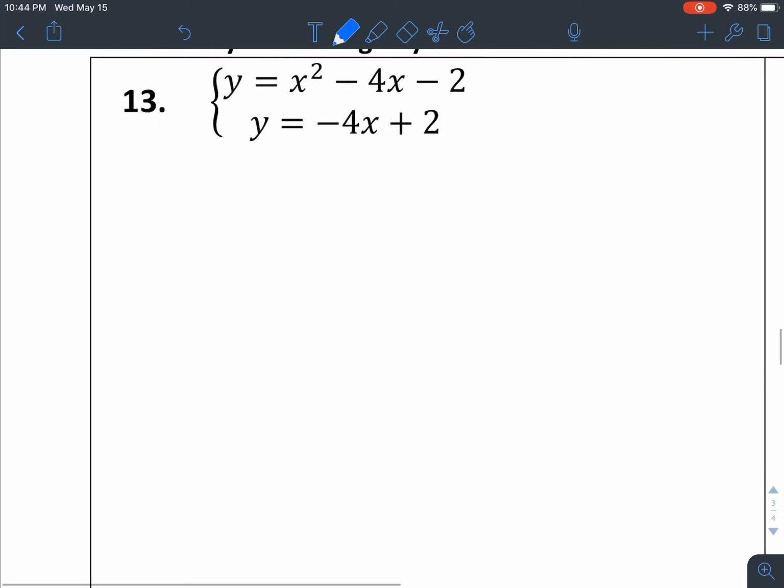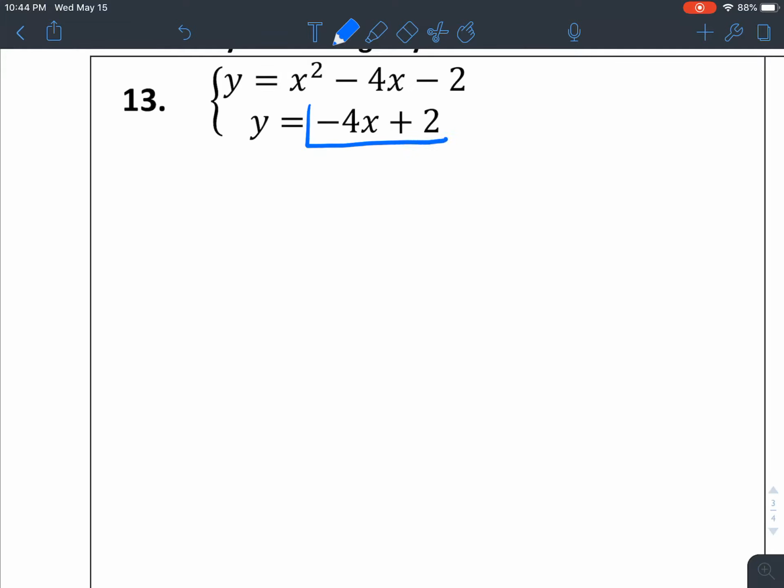For number 13, we have 2 equations set equal to y. And if we're doing substitution, remember that tells me that since I know negative 4x plus 2 in my bottom equation is what y is equal to, I can substitute that in for y in my top equation. So that gives me negative 4x plus 2 equals x squared minus 4 minus 2.